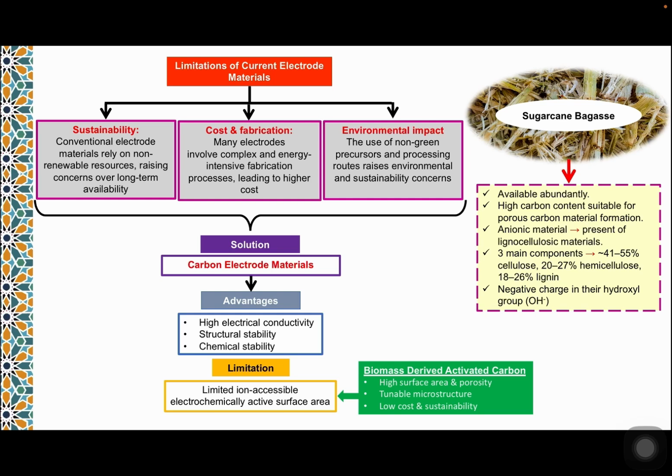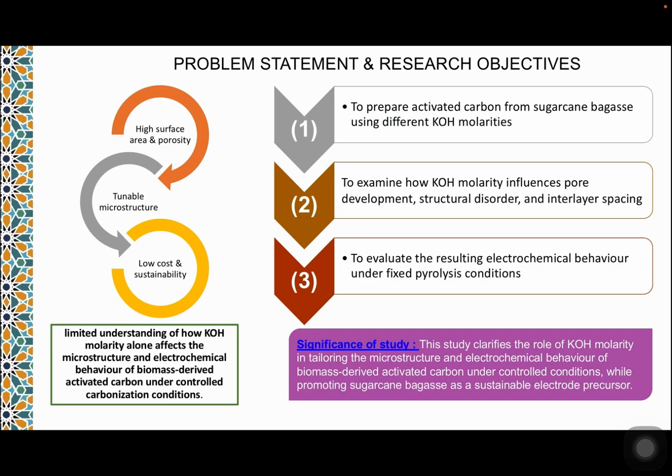It has high carbon content suitable for porous carbon material formation. In sugarcane bagasse, it also has anionic material. Sugarcane bagasse also has three main components, which are cellulose, hemicellulose, and also lignin, and it also consists of negative charge. Next, we proceed with the problem statements and also the research objective.